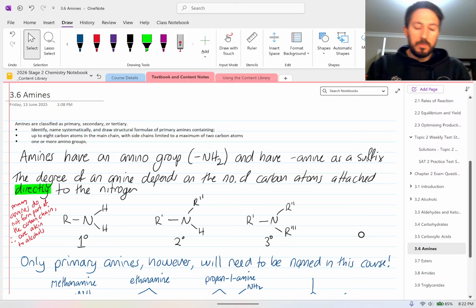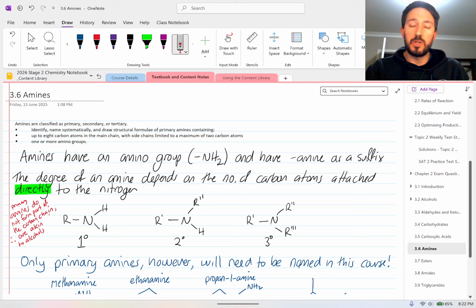Now, you'll be able to identify amines by the NH2 group, or at least primary amines, which I'll cover in a second. The name of these molecules will have the ending or the suffix amine. That can be modified depending on how many amine groups there are in the molecule, but either way, you're going to see amine if it is, in fact, an amine.